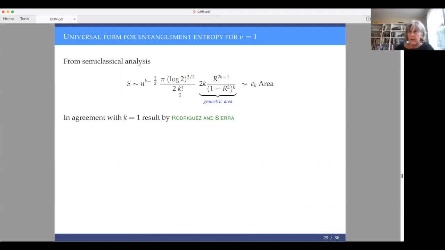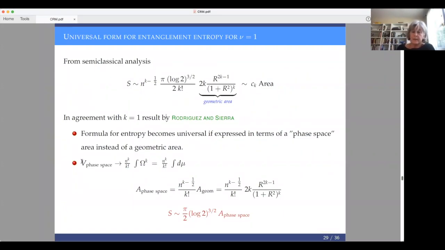This is in very good, excellent agreement with the K equals 1 result, the sphere result by Rodriguez and Sierra. But what I want to mention here, that if we express the entropy not in terms of the geometric area, but in terms of the phase space area, we can find a universal expression for entropy which applies in any dimension. So here is what I mean by that.